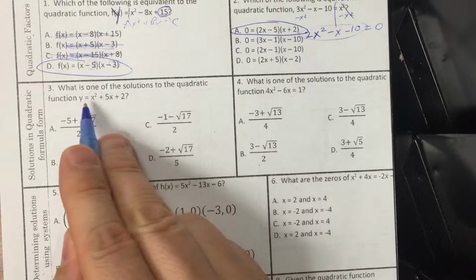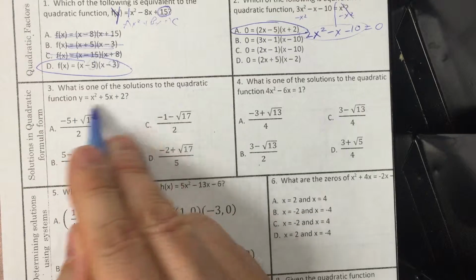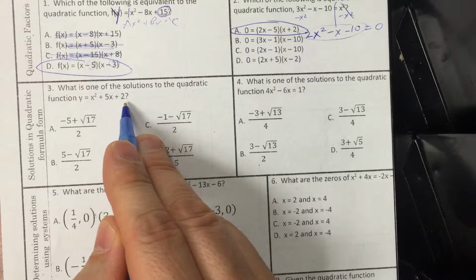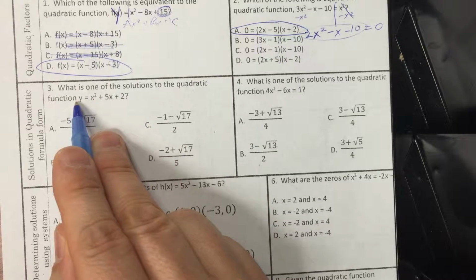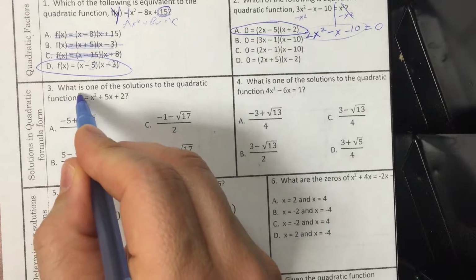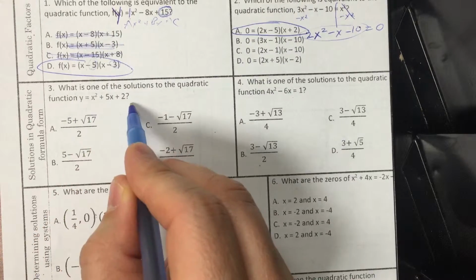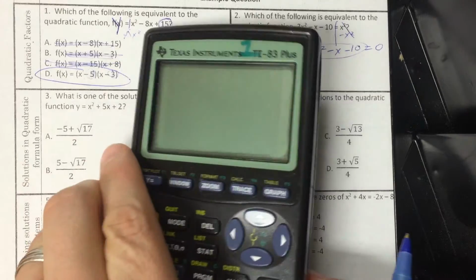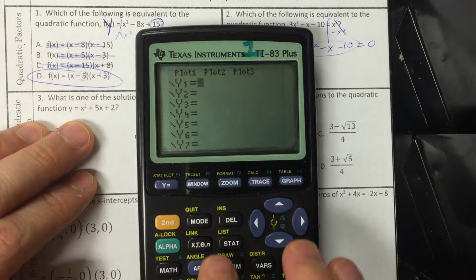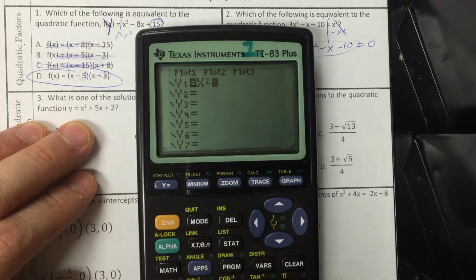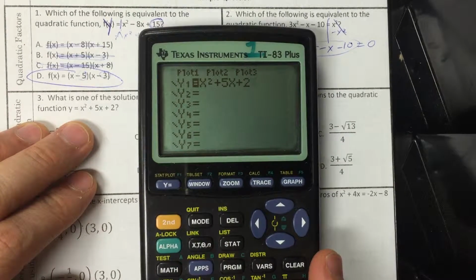So I'm going to put in this, y equals x squared plus 5x plus 2. Since everything is all on one side, and we have y by itself, or sometimes you may have a 0 here in place of y, since we're good there, then we're ready to put it in. So I have my calculator cleared, and I put in x squared plus 5x plus 2. All right, there it is.